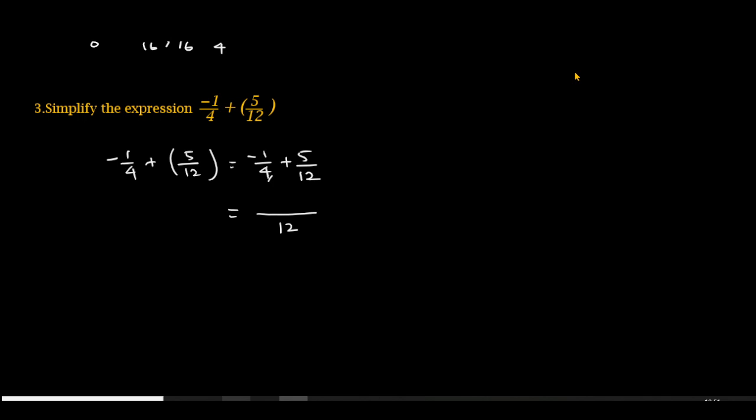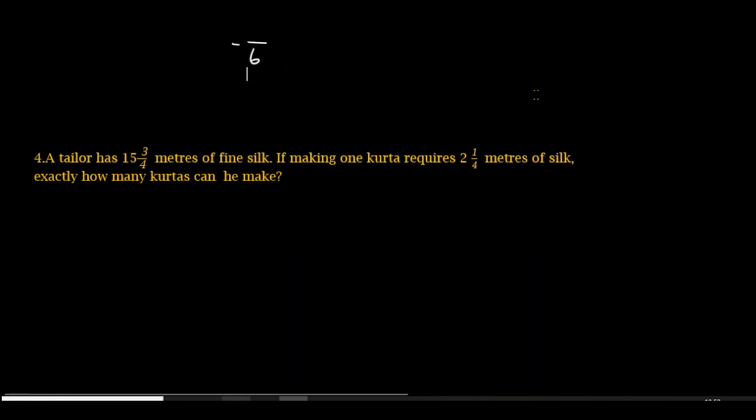Now when we multiply 4 into 3, we get 12. So the numerator should be multiplied with 3. So minus 3 plus 5. So the answer is 2 by 12. If we reduce this by the 2 table, 1 by 6. So the answer is 1 by 6. Now look at the next question.